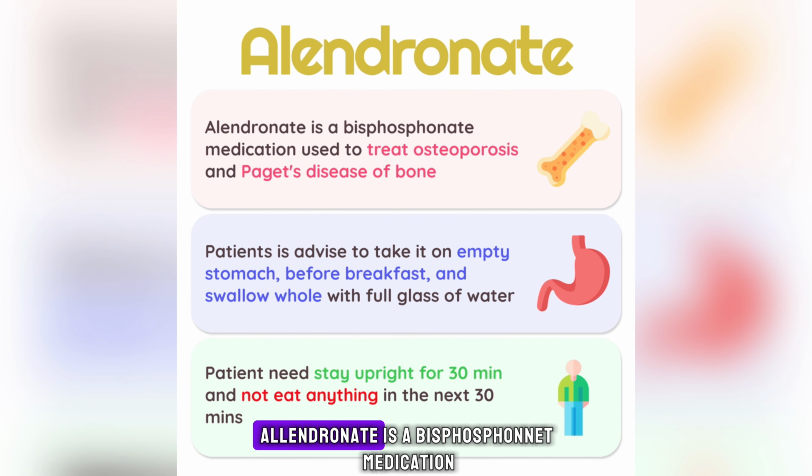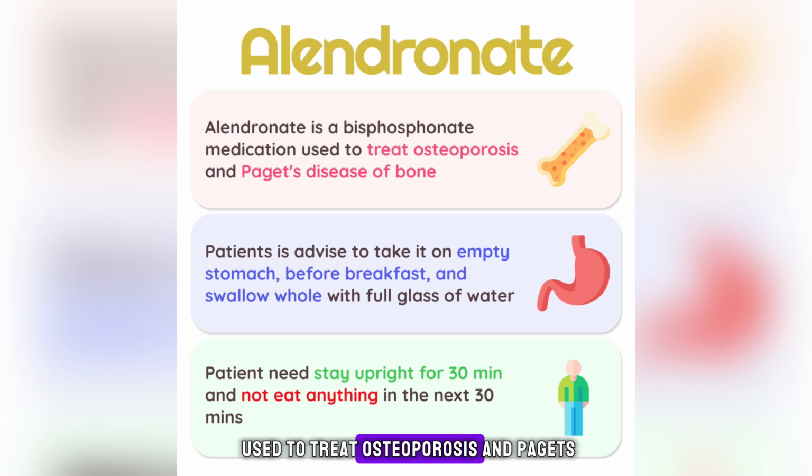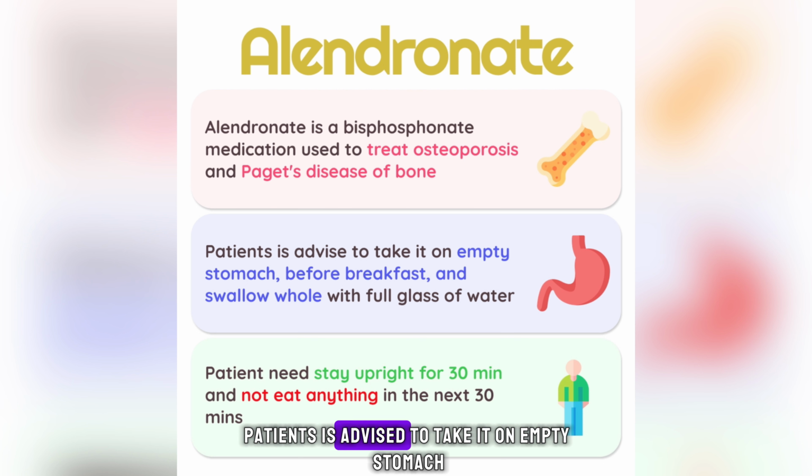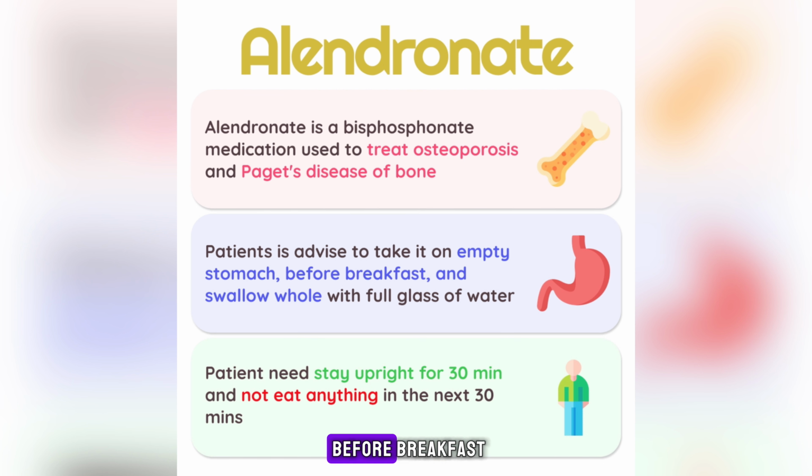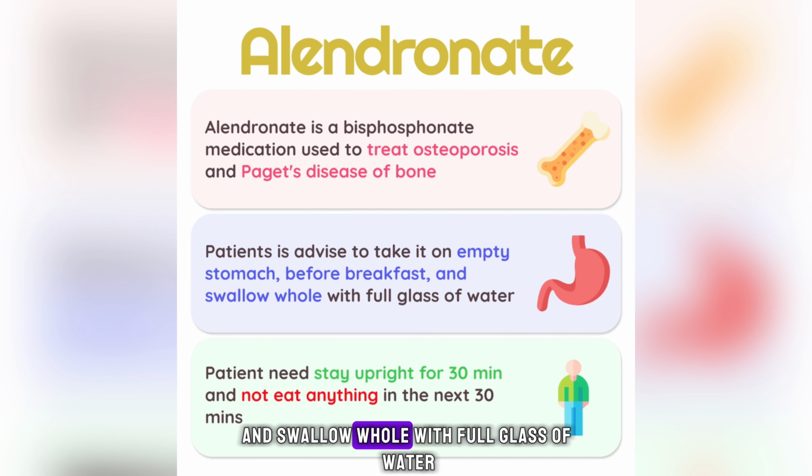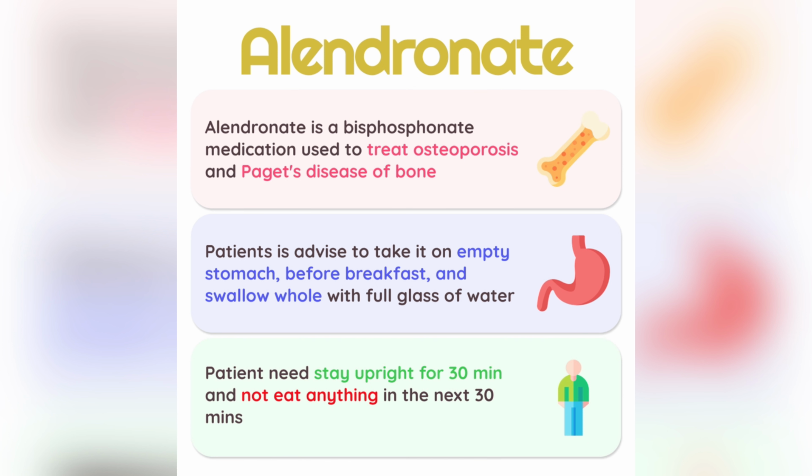Alendronate. Alendronate is a bisphosphonate medication used to treat osteoporosis and Paget's disease of bone. Patients are advised to take it on an empty stomach before breakfast and swallow it whole with a full glass of water. Patients need to stay upright for 30 minutes and not eat anything in the next 30 minutes.